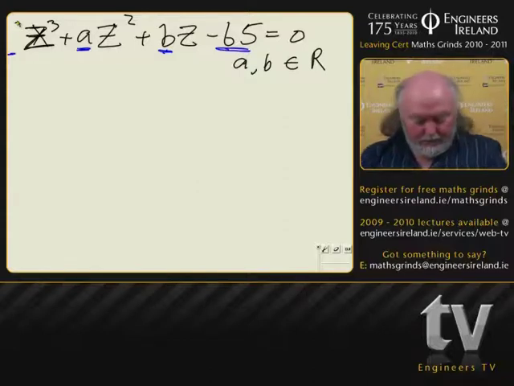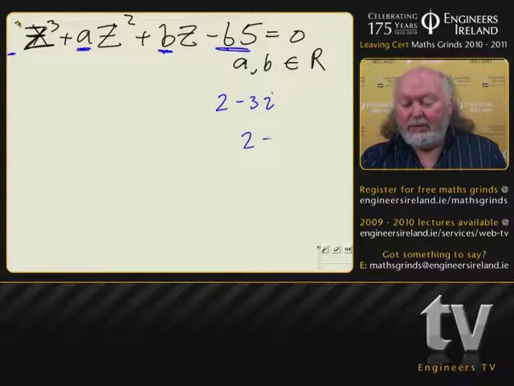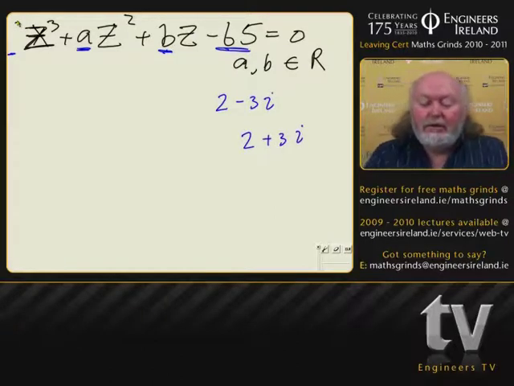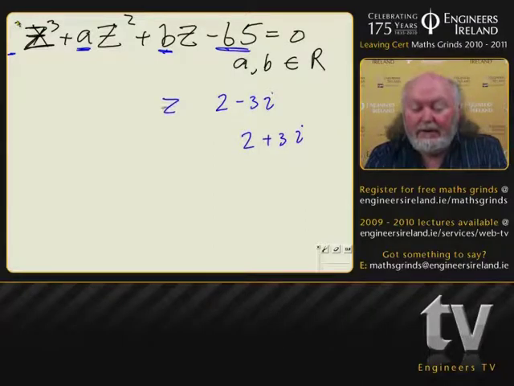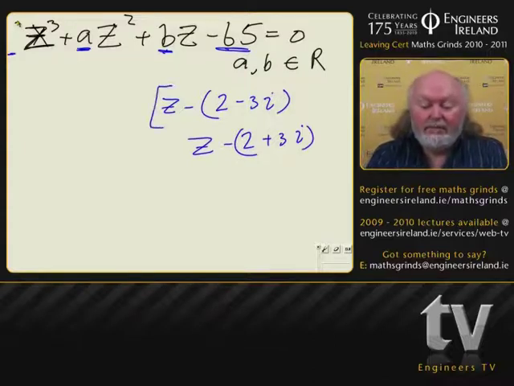So if we're given any one of those conjugate numbers, okay, we'll say 2 minus 3i, we would also expect that 2 plus 3i is a root. And what you can easily do is you can say z minus this and z minus that will be my two factors.